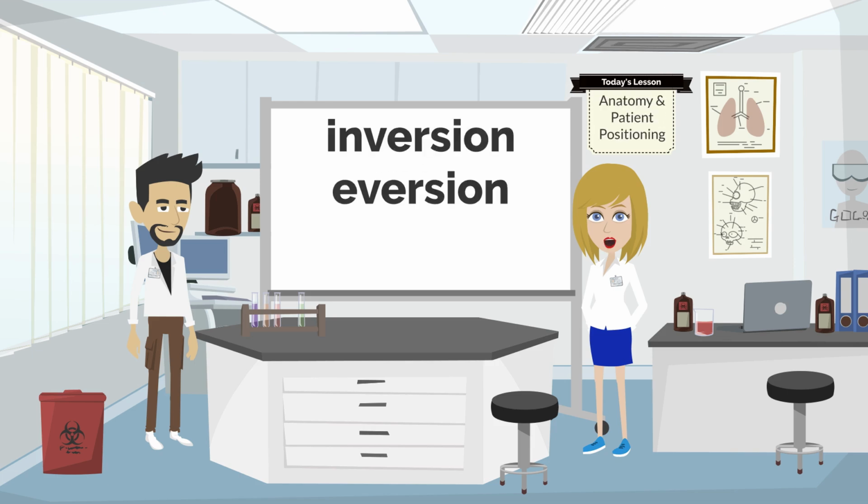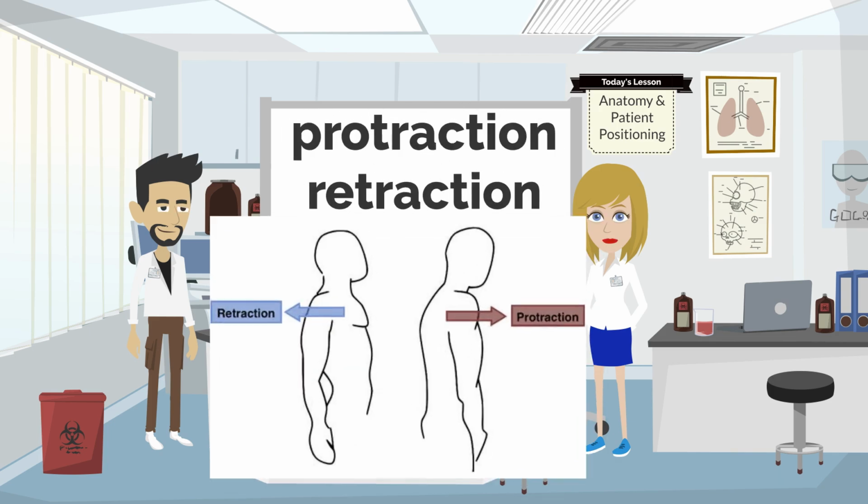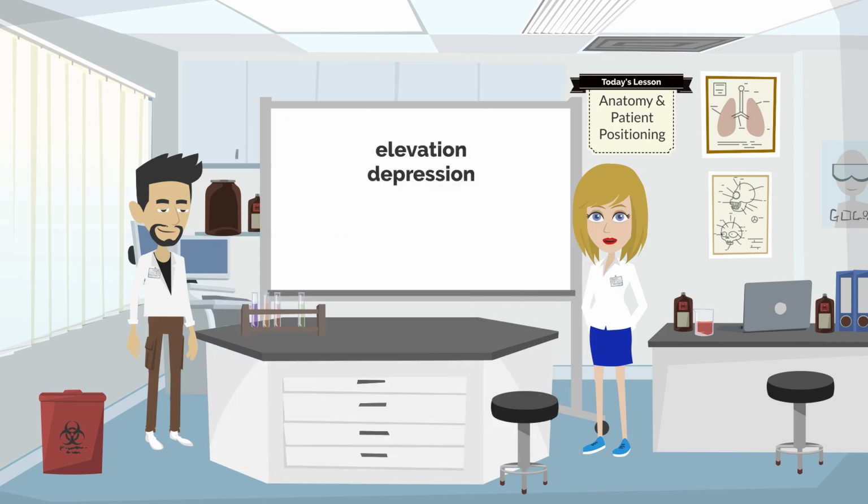Inversion means to turn the foot sole or plantar surface inward. Eversion, which is the opposite of inversion, is turning the sole outward. Protraction is moving a part of the body forward or anterior. Holding an arm straight out in front is an example of protraction. Retraction, the opposite of protraction, is moving a part of the body backward or posterior.